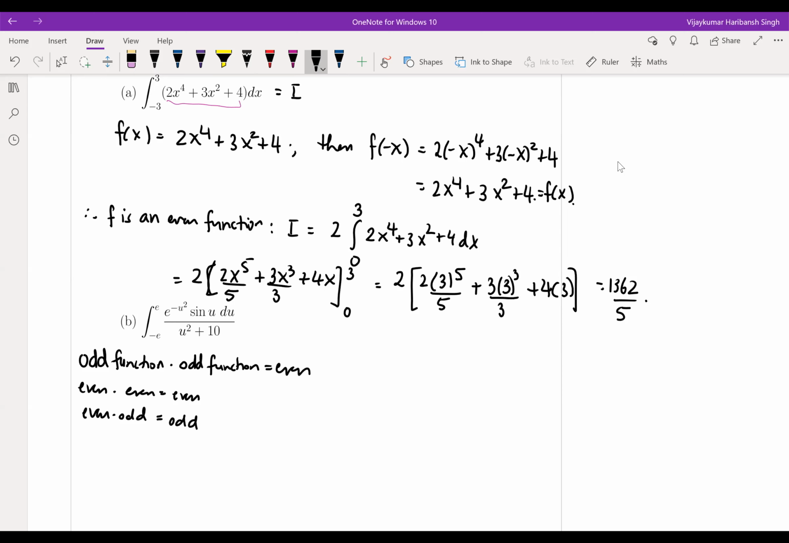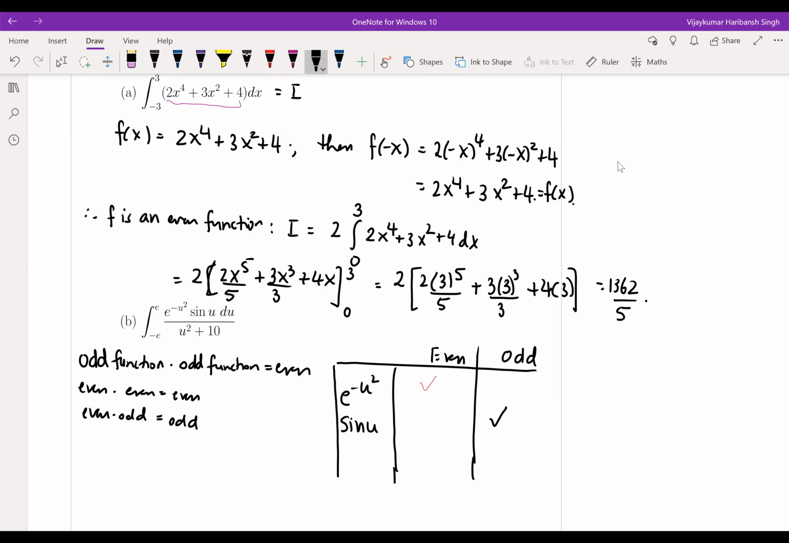So now note, what kind of functions are these? So e to the minus u square. What kind of function is this, odd or even? So this function is even, that's right. What about sine u? So sine u is odd, we already saw. And then what is the remaining one? 1 upon u square plus 10. What is that function? Is even.